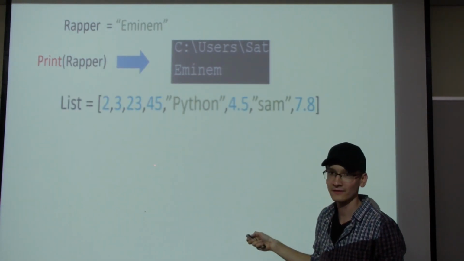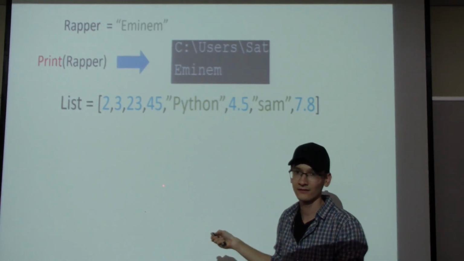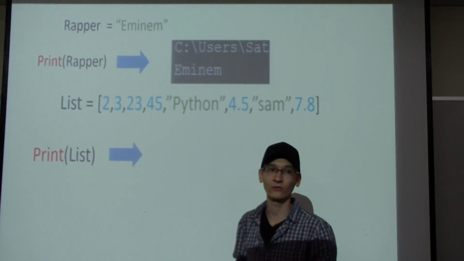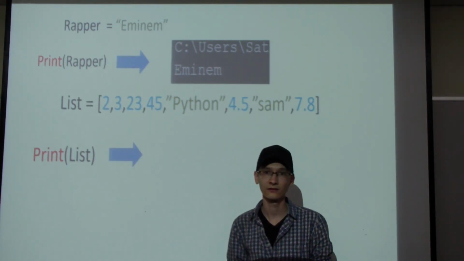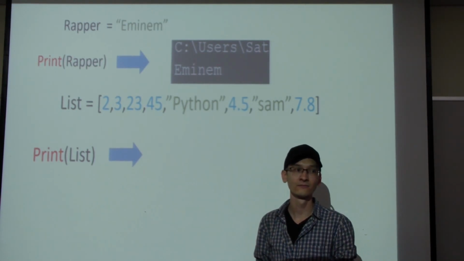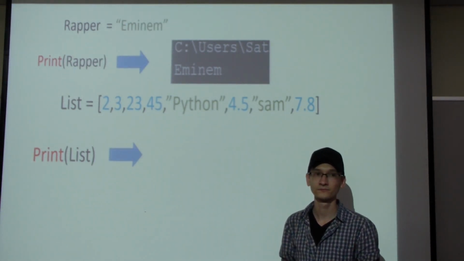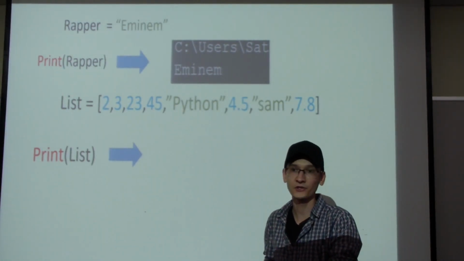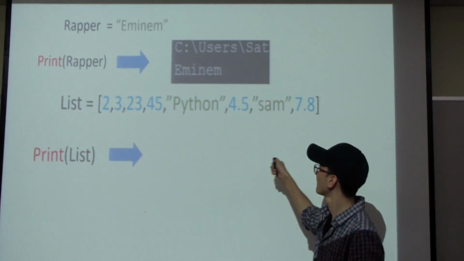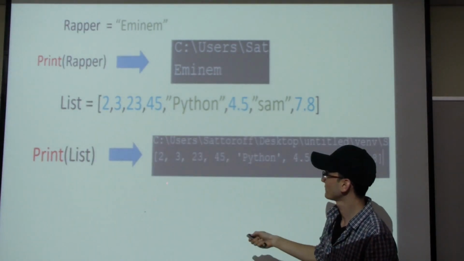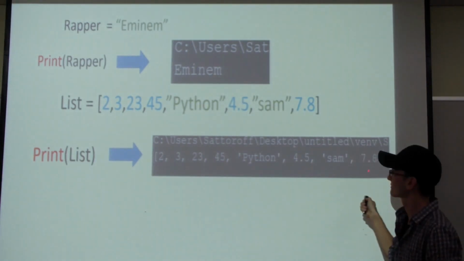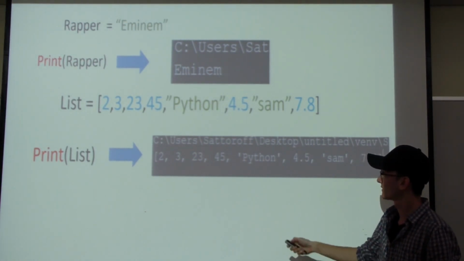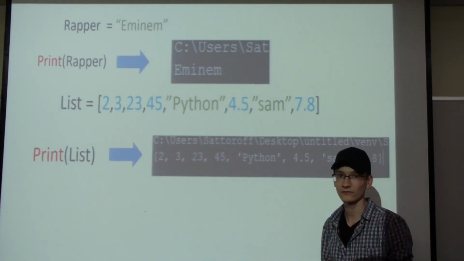And now we have a list. This is the previous list we created. Now we would like to print the list. What do you think? What kind of result will we have? 2, 3, 23, 45, Python. All the values. So our print function will show all the values inside the list. Also with brackets. It will show brackets as well.